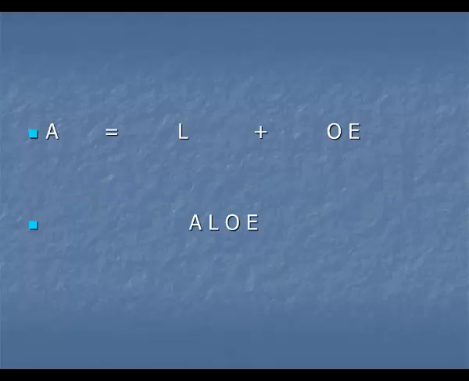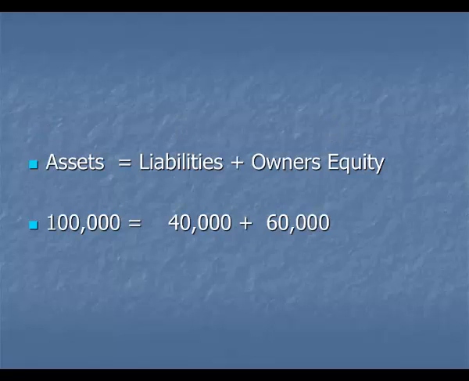I like to think of the accounting equation as a little mnemonic, and that mnemonic is ALOE. What do we know about an aloe plant? An aloe plant helps you not to get burned. Well, this little mnemonic of ALOE is going to help you remember the accounting equation: A for assets, L for liabilities, OE for owner's equity. Thus, ALOE: assets equals liabilities plus owner's equity.